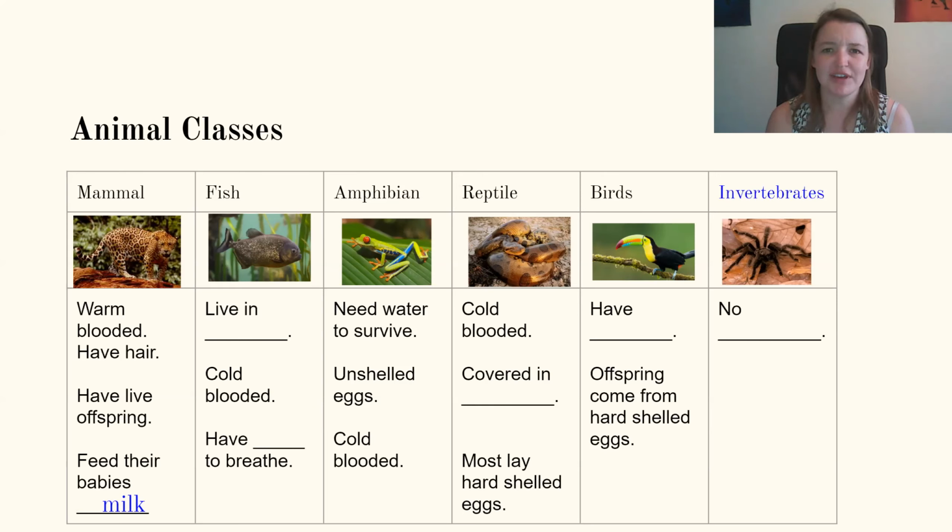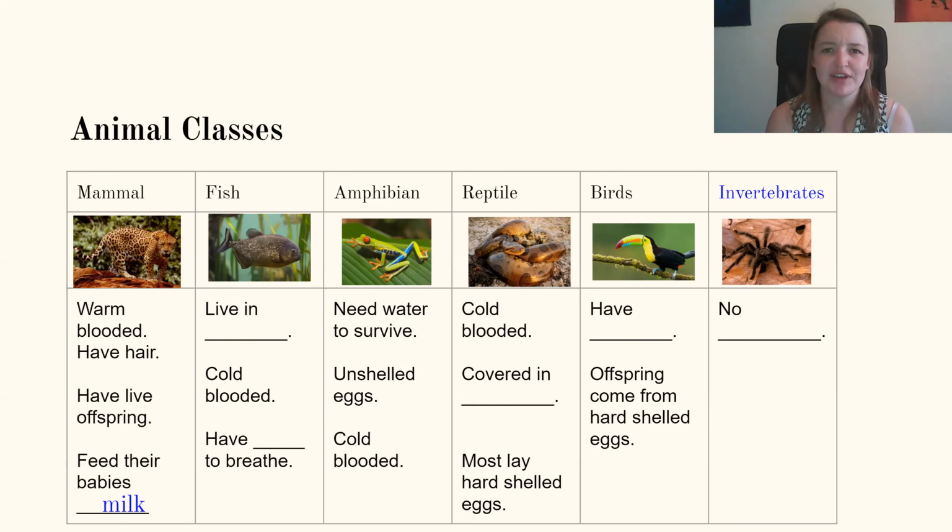Amphibians. Amphibians are like our frogs and newts and toads, and they need water to survive. They'll be found in ponds and rivers and anywhere that water will be. They have unshelled eggs. When we're talking about that, we're thinking about frog spawn that you find in the pond. They don't have a shell around, and their eggs move into a different stage, like our tadpoles, before they become frogs. And then they are also cold-blooded.